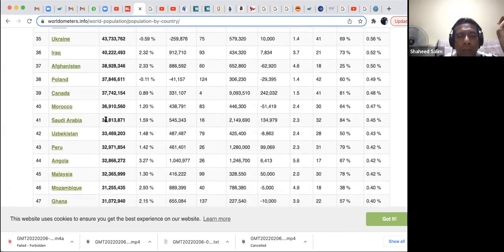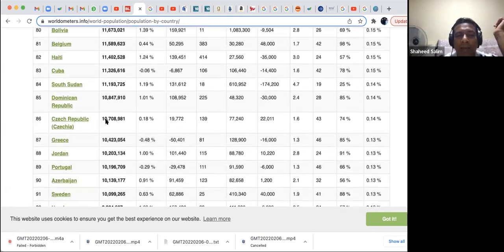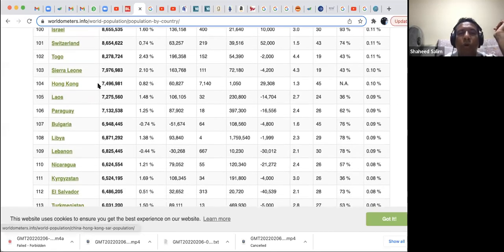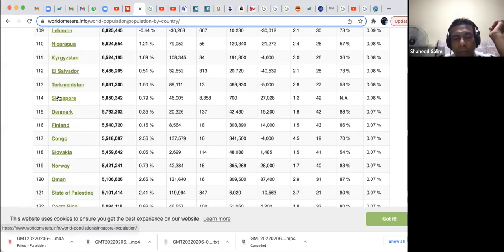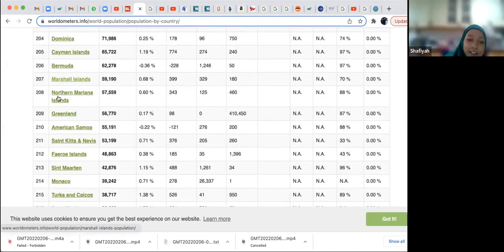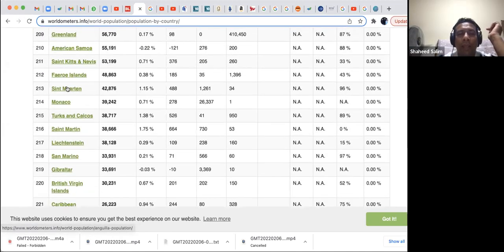Singapore. Did I pass Singapore? No lah. Singapore is under 10 million, right? So Hong Kong is more than Singapore. Singapore is there, 114. Out of how many countries? Out of 235. Okay, let's see.